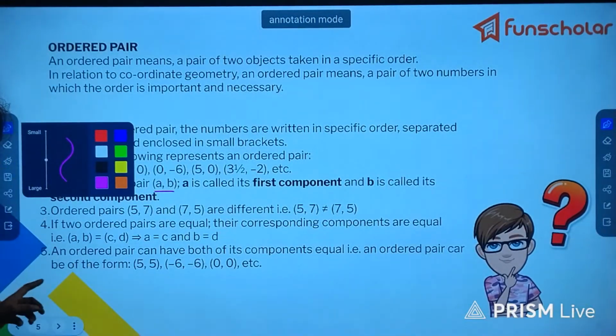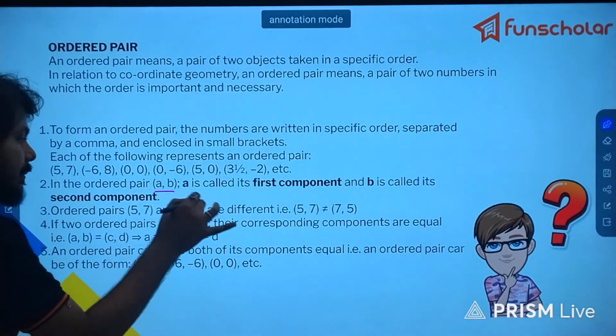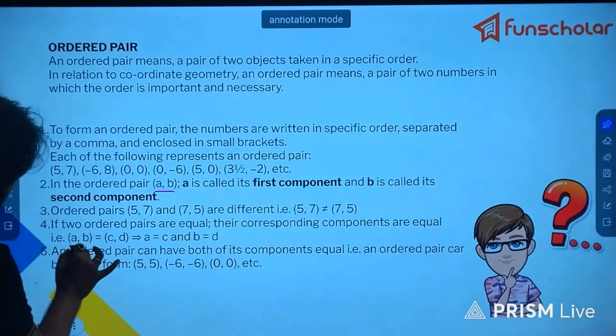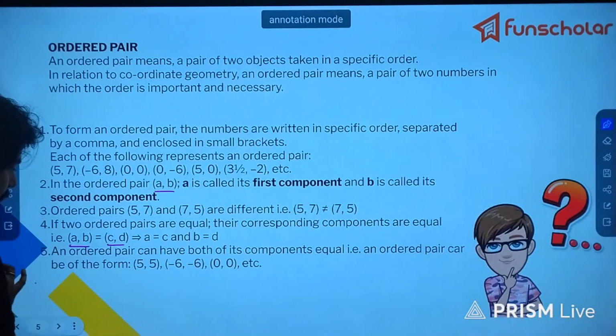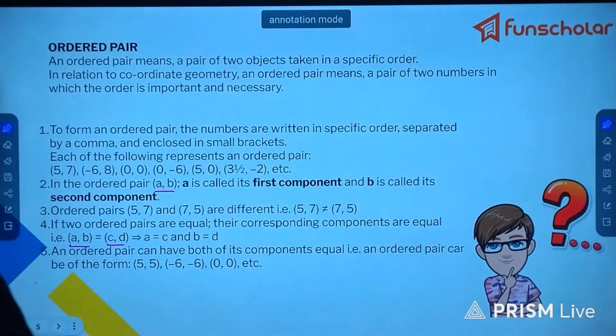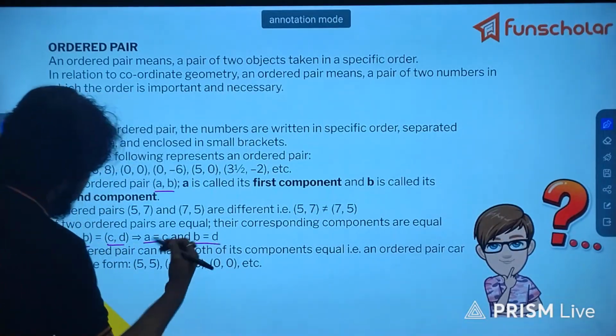Now, if two ordered pairs are equal, their corresponding components are equal. Suppose (a, b) equals (c, d), then we can say that a is nothing but c and b is nothing but d. A is c and b equals d.